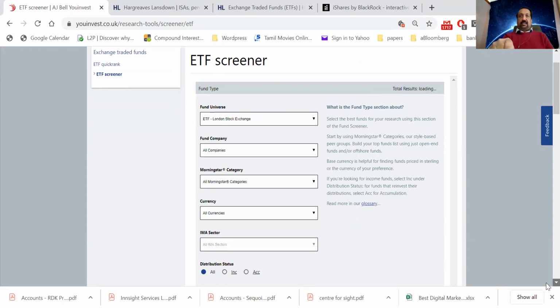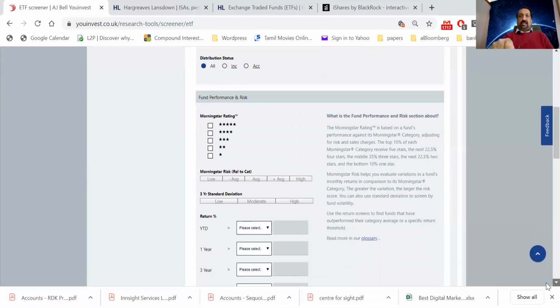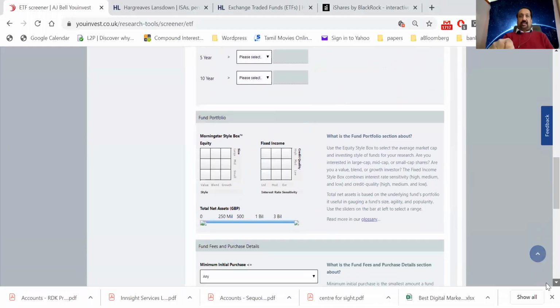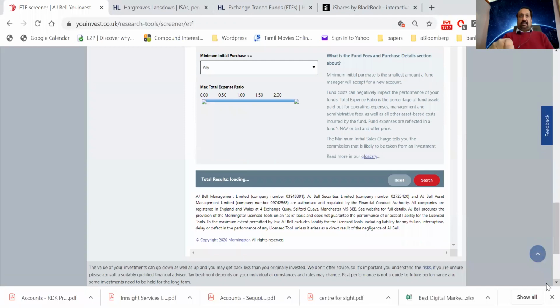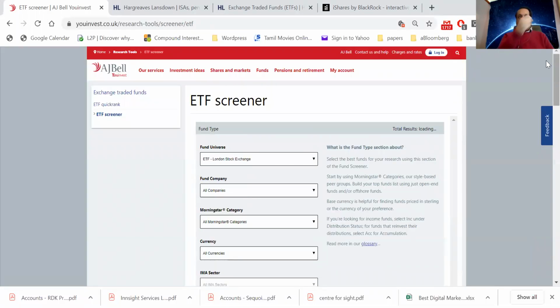Okay, so the first thing that you need to do is go down to the bottom of the screen, I think. It's still loading. Okay, so these are the criteria on which you try and find what you want. So, fund universe, we call it a universe, so it's so vast.